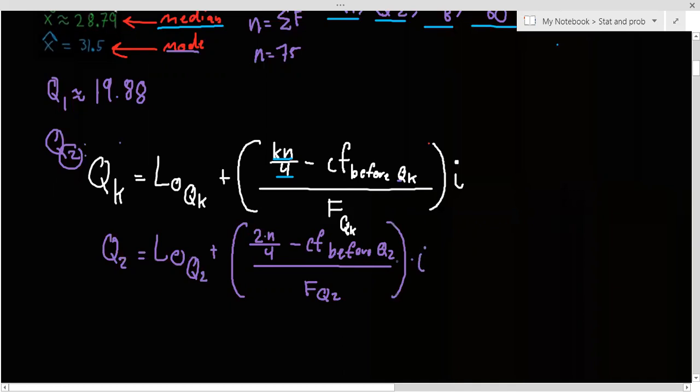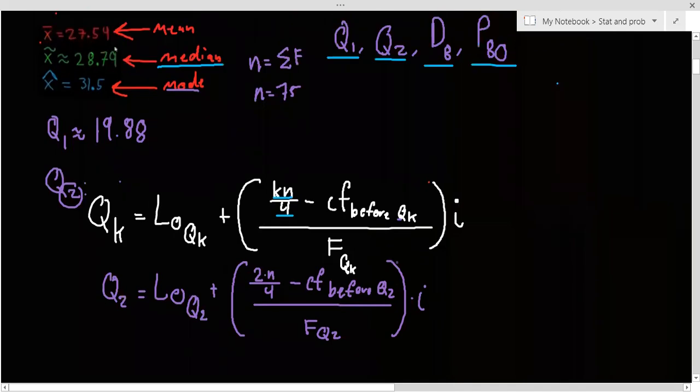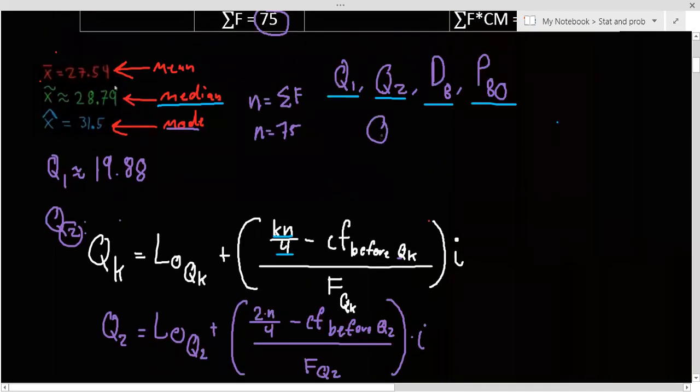By the way, kung gusto mo direct na sagot nito, I can clearly tell now the answer. Alam ko na sagot nito. The answer for the second quartile is approximately 28.79. Bakit kaya? Paano ko nalaman yun? Bakit kaya?